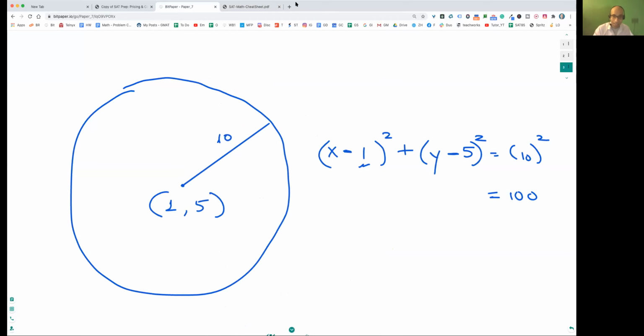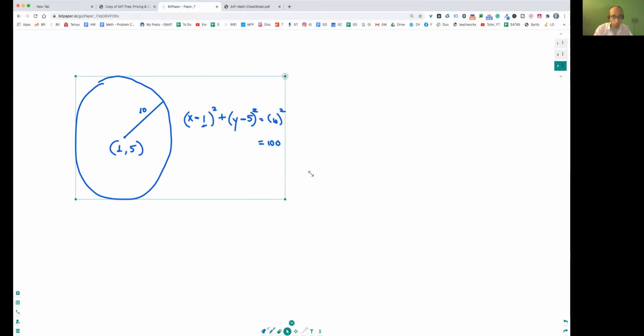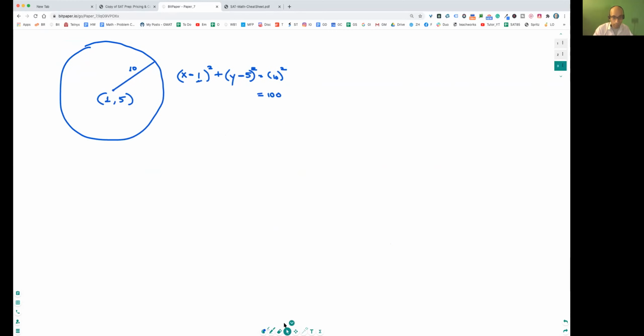Okay, so remember, this idea over here is going to be in your cheat sheet, but it's important for you to remember it because they're not going to give you that formula in the test. So remember this formula, and now let's try to solve another problem, guys.